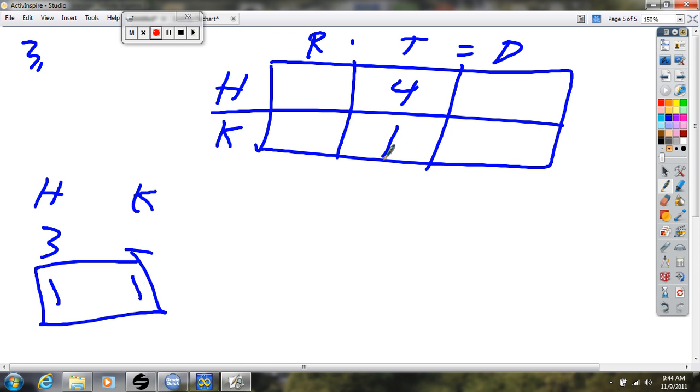Now we need speed. What do we know about speed? Crystal did 40 faster. So who went faster? Crystal. So who went slower? Heather. So Heather is going to be the X.